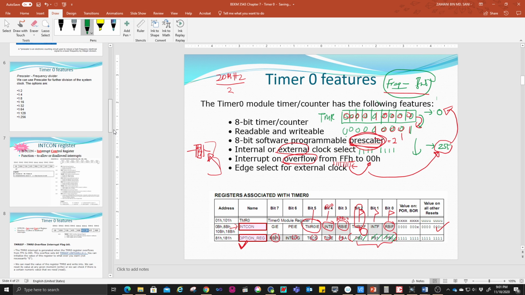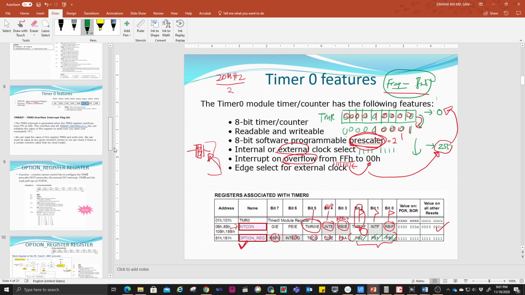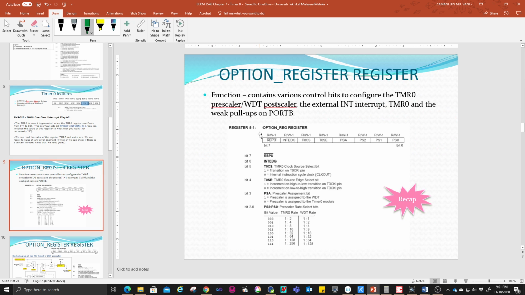So we are going to look at the option register. Going to open up this one first. So the option register contains various control bits to configure the timer 0. Okay, prescaler. This one I don't want to touch, the watchdog timer prescaler. I don't want to touch this one. And then the rest is the external interrupt and timer 0 clock source. I don't really want to touch these. But we're going to touch the last 3 bits over here.